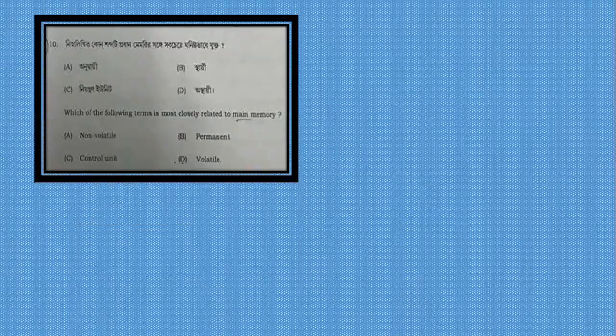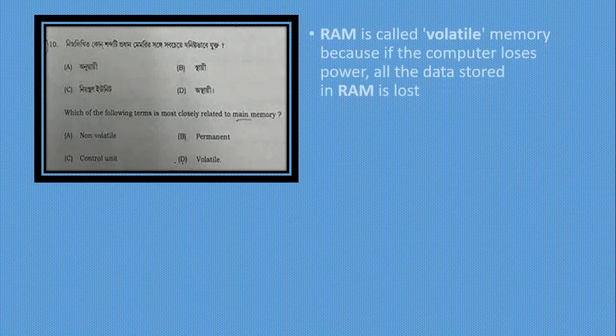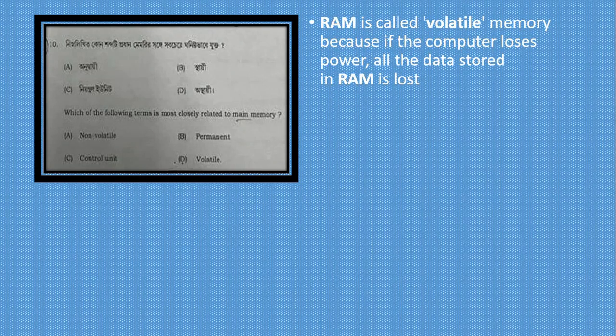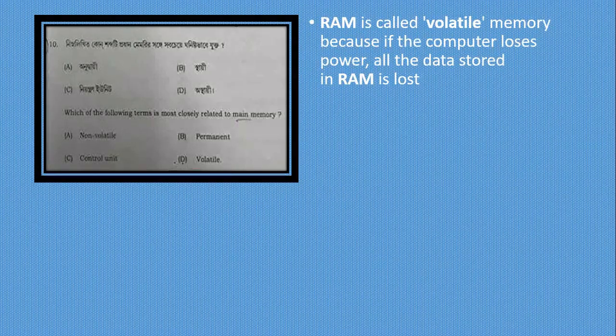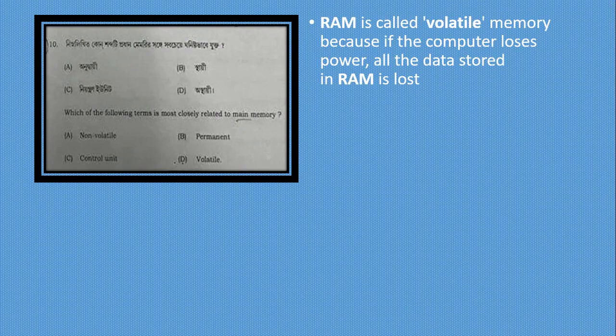Which of the following terms is most closely related to main memory? This is a simple question. Main memory is the volatile memory, because if we lose power, then all data of RAM is lost. So option D is the answer.